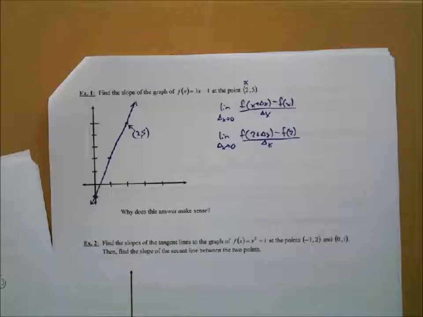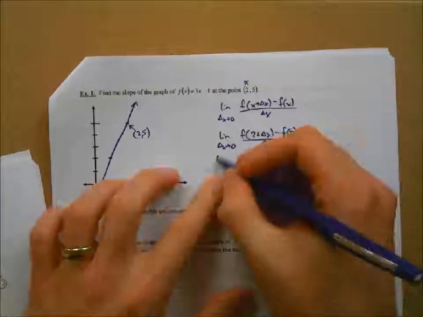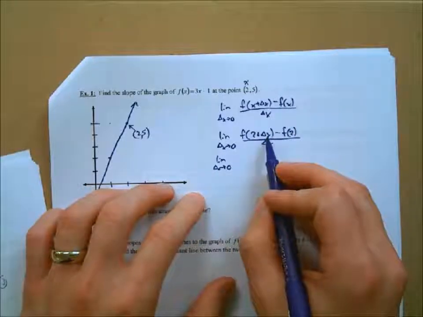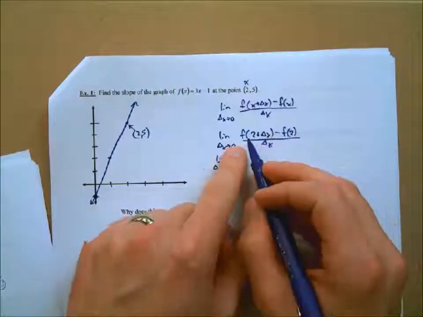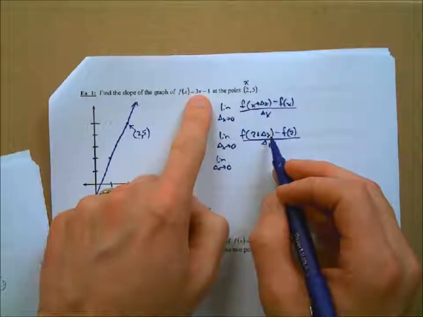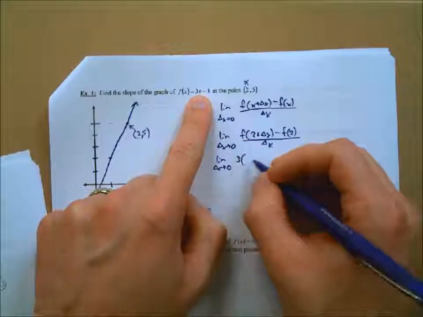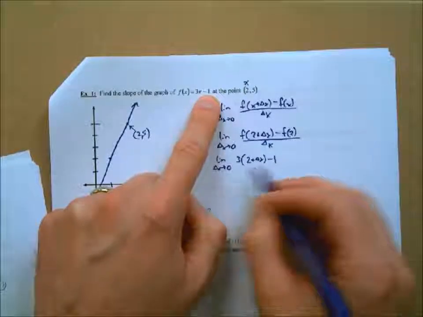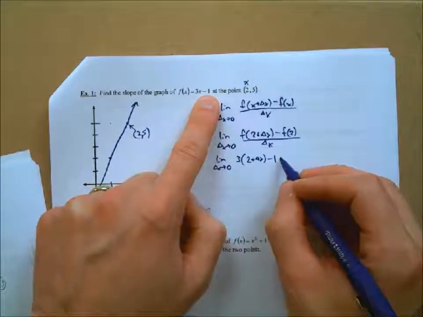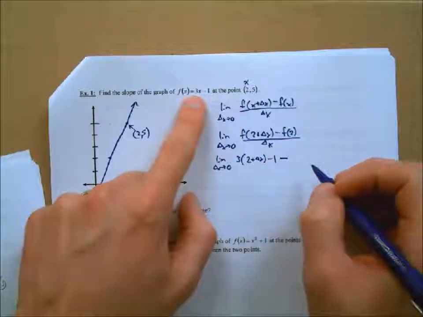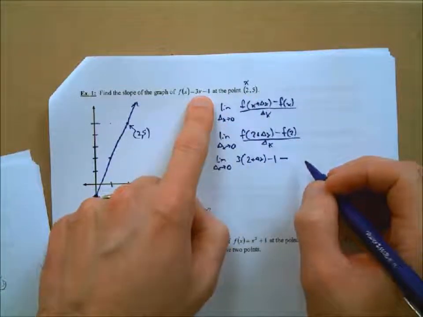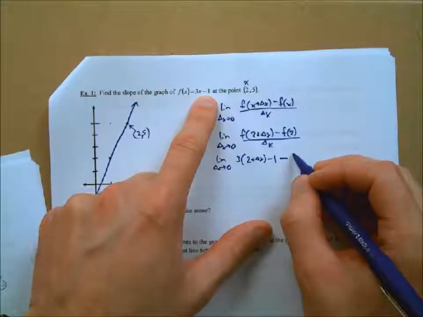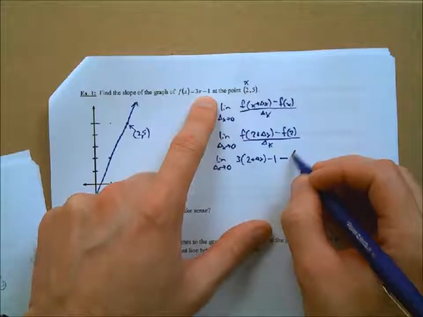Okay, and now we'll evaluate. So 2 plus delta x, we want to take f of that, so that 2 plus delta x will replace the x here, so it'll become 3 times the quantity 2 plus delta x, and then there's a minus 1. Okay, and then minus f of 2, well, we know what f of 2 is, it's 5, right? If I plug 2 in here, 2 times 3 is 6, minus 1 is 5. So, you can do it that way. Maybe I'll show the work.